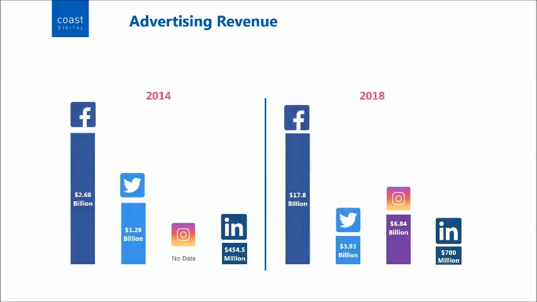And then if we fast forward now and look at it at the beginning of this year, we've got Facebook, which has jumped up massively, 17.8 billion now. That's its growth in the last 4 years. So Twitter, 3.93 billion. Instagram, absolutely massive, 6.84 billion. And in fact, that figure has actually 88% increase from the year previous with regard to advertising revenue. So certainly speeding ahead there. And then we've got finally LinkedIn at 700 million from advertising revenue.